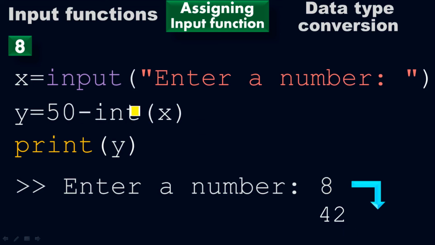But if you don't use the int function, like 50 minus x, you won't get this answer. You get a type error. Make sure you use the int function here to convert the string into an integer. Therefore, in our daily life, data conversion plays a tremendous role. You have to be very careful about the data type. Sometimes you need to convert it from one form into another to get your answer.